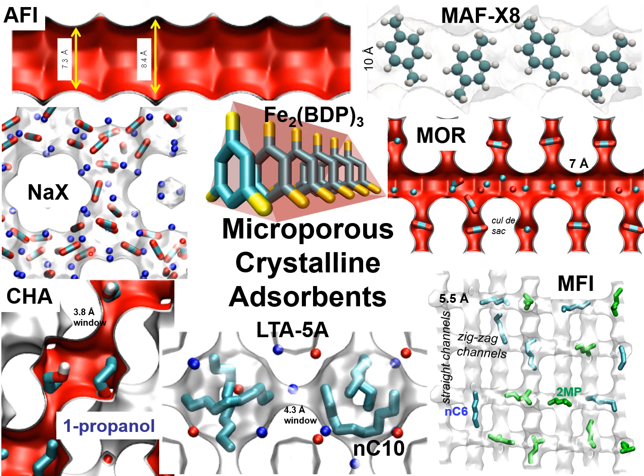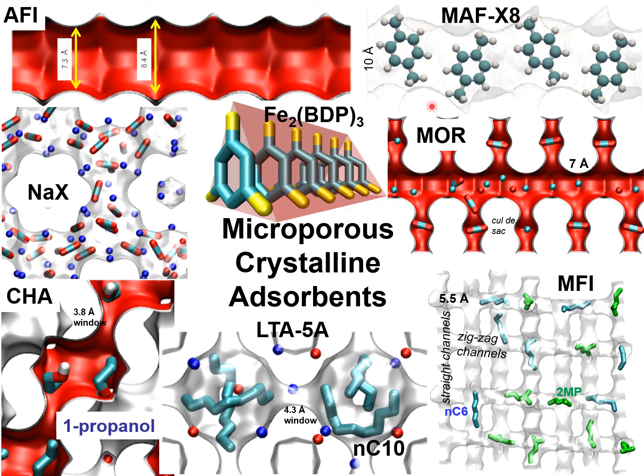Microporous crystalline adsorbents such as MOFs and zeolites have a wide variety of pore dimensions, pore connectivities, and pore topologies. For example, AFI zeolite has one-dimensional channels whose width ranges from 7.3 angstrom to 8.4 angstrom.